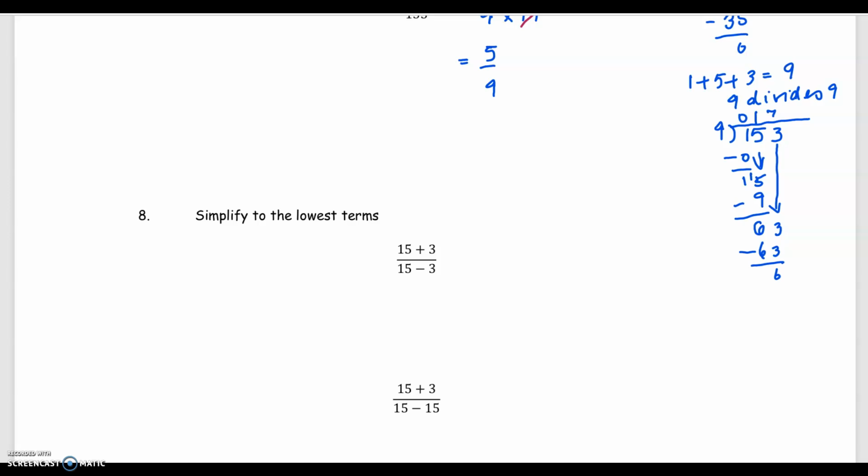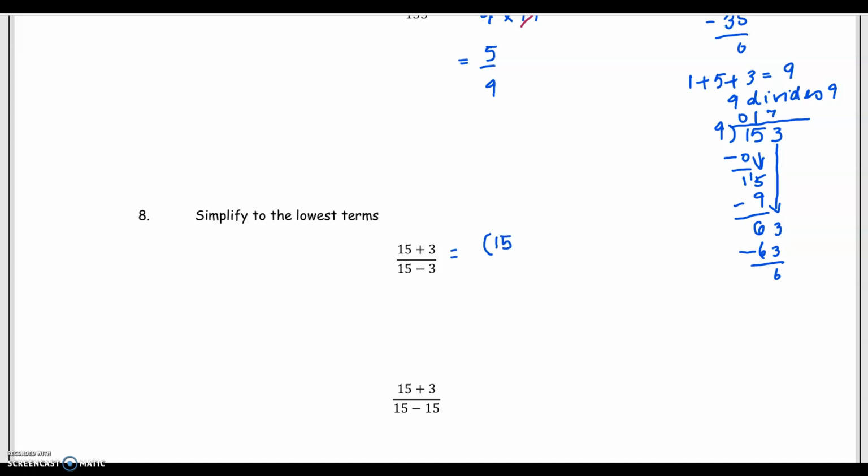Now let's simplify these expressions. Now notice that technically this is what it is: 15 plus 3 in parentheses is divided by 15 minus 3 in parentheses. This division line kind of plays the role of these parentheses. Everything in the numerator is in parentheses even though you don't see it. Everything in the denominator is in parentheses even though you don't see it.